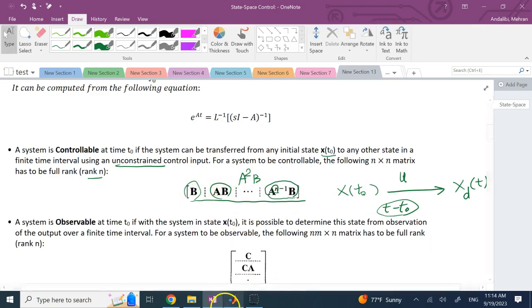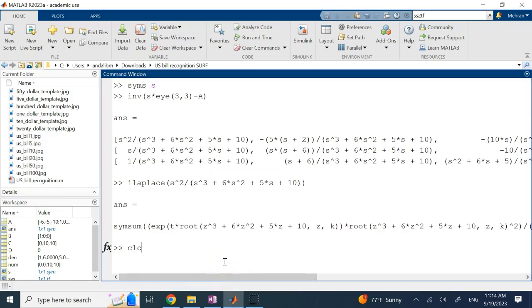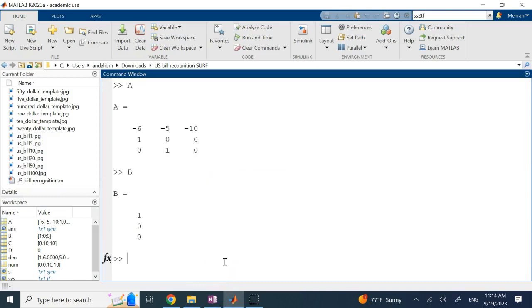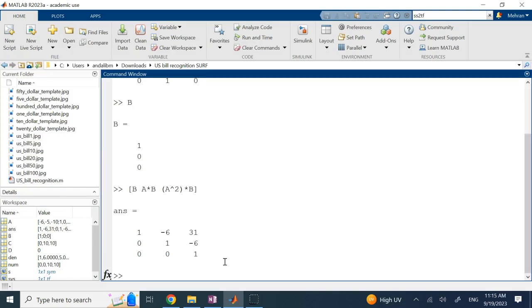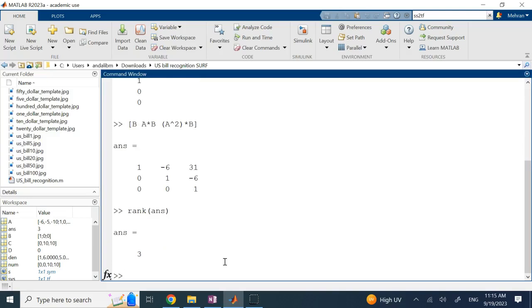So if I want to try that over here, right? Remember, this is A, this is B. So I form a matrix, which is B, and then what? A times B, and then it is what? A squared times B. Okay, so it should give you this 3 by 3 matrix, and if I run the command rank on this, you see the rank is full rank, rank 3.